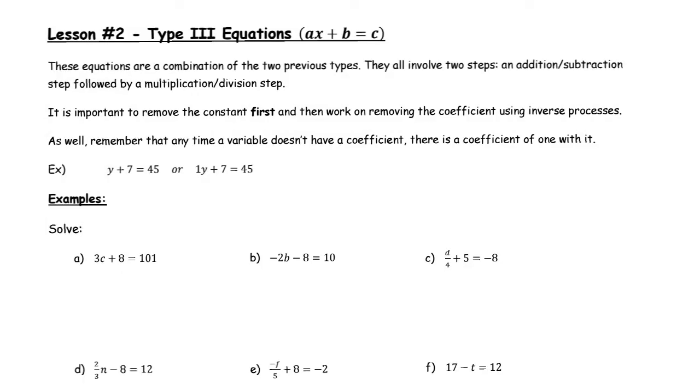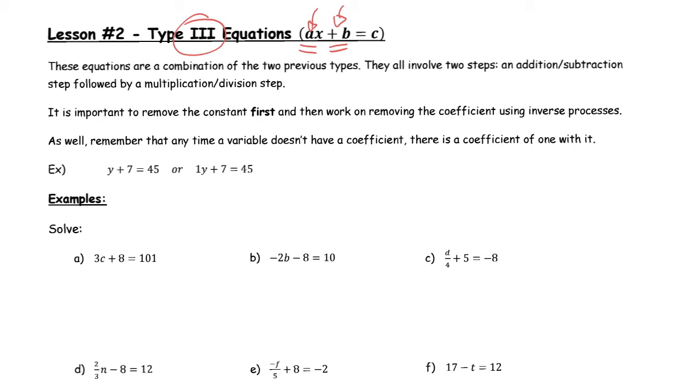Hi everybody. In this lesson, we're going to talk about type 3 equations, if we're going to be consistent with how we've been labeling these things before. What's going to make this one different is the combination of the two operations that we've done separately. In type 1 equations, the only operation was addition or subtraction. In type 2 equations, the only operation we were dealing with was multiplication or division with the variable. Now we're going to do both of them.